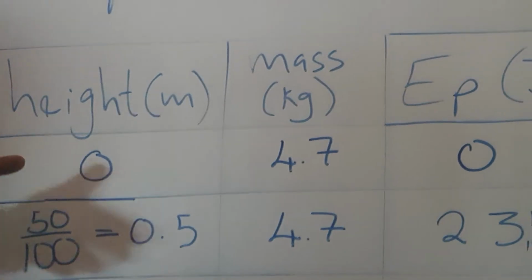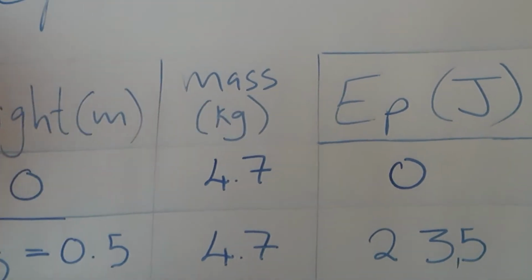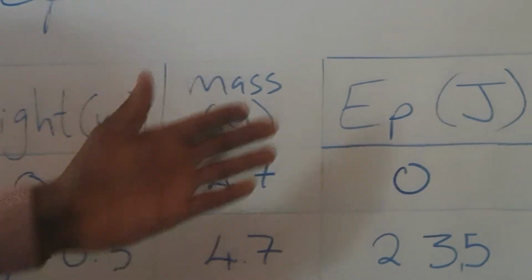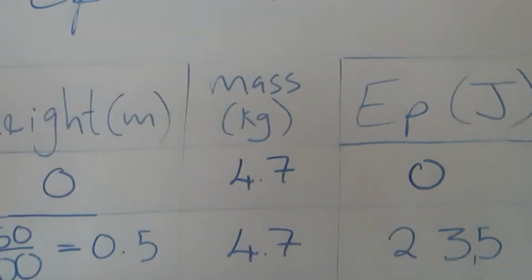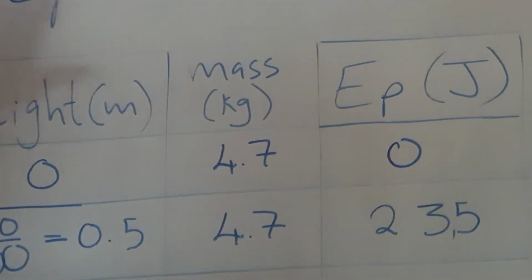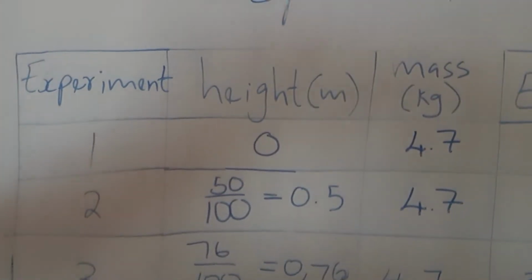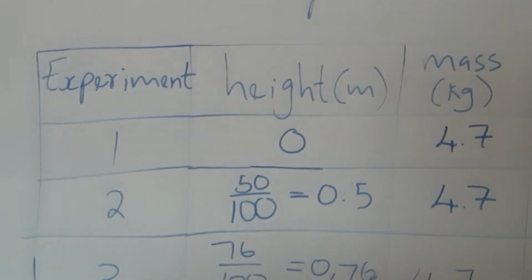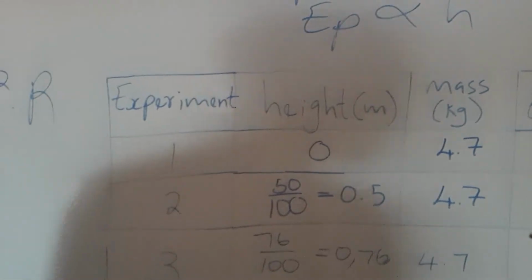If you look at it here, height starts from 0, then 0.5 and 0.76, so the height is obviously increasing. Then what happens to the potential energy value? It also increases. So what conclusion can you make about the relationship between potential energy and the height? Directly proportional. So that means as the height is increasing, the potential energy also increases. Perfect.